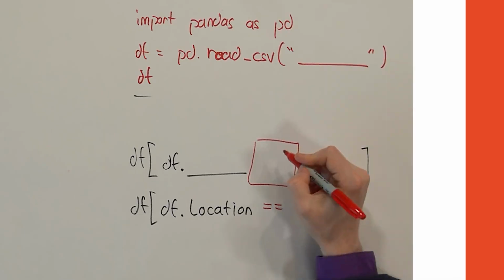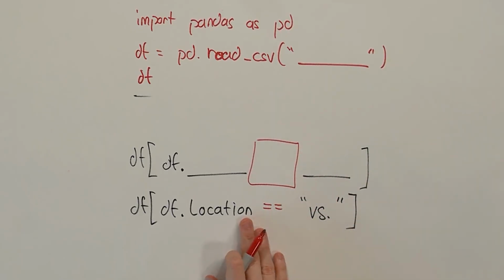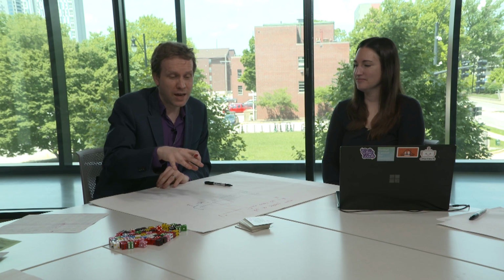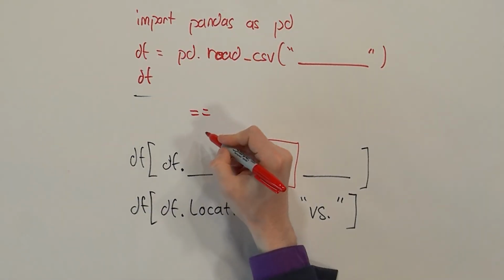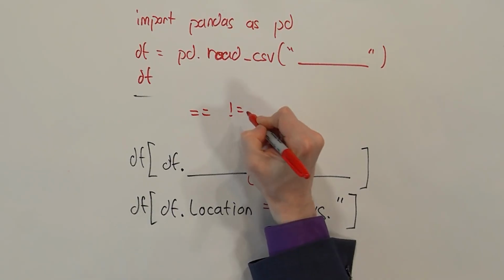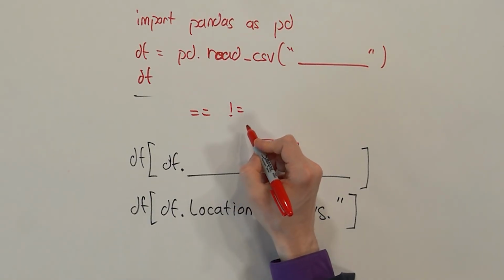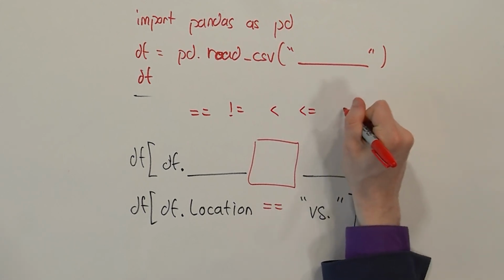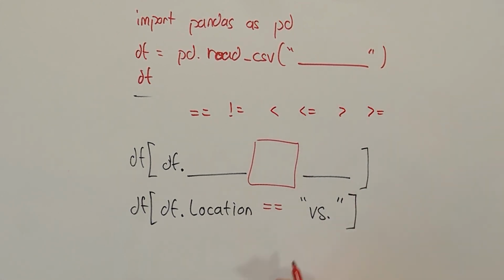But inside of this box, we don't just have the ability to see if something is exactly equal to something else. There are 6 common conditionals that we can use in Python. So the 6 common conditionals are exactly equal to, which we just used. Not equal to, using an exclamation mark and then an equal sign. And then we can also do less than, less than or equal, greater than, or greater than or equal.